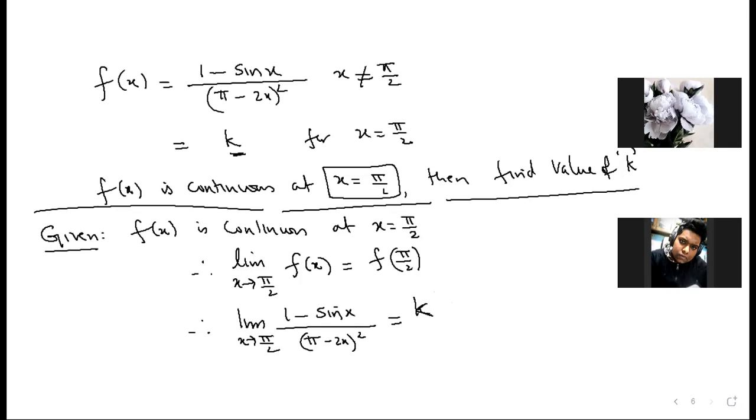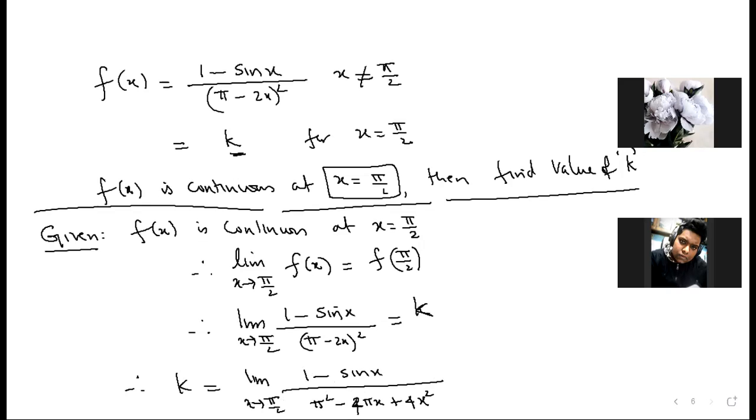Now you tell me, how do I calculate this limit? By d upon dx, by the derivative method. If you are doing the derivative method, the denominator has to be opened. So expand the denominator. Therefore, k is equal to limit x tending to pi by 2 of 1 minus sin x upon pi square minus 2 pi x plus 4x square minus 4 pi x.